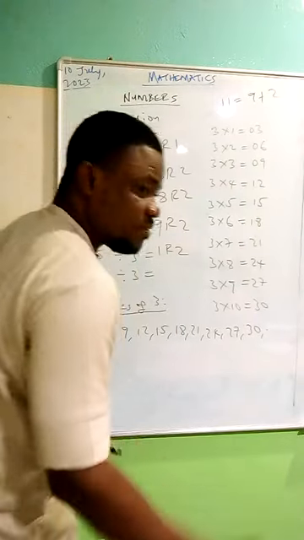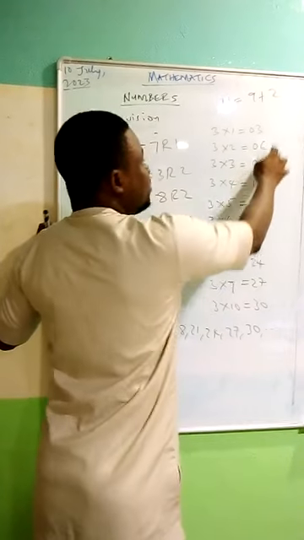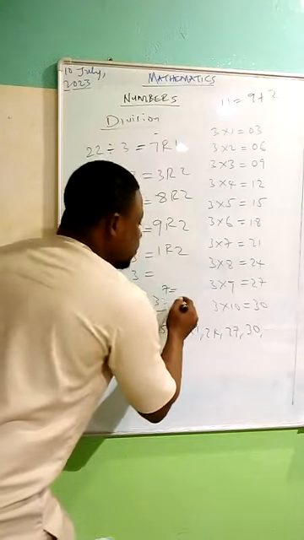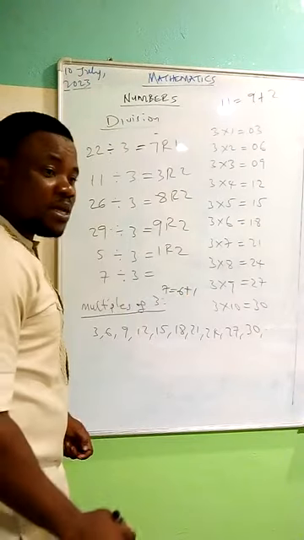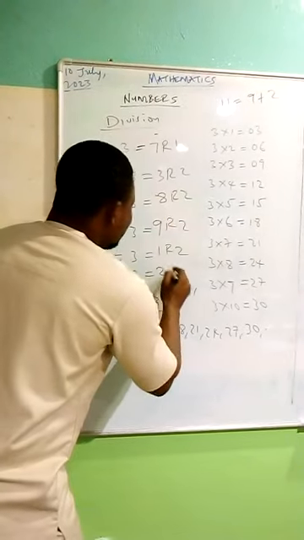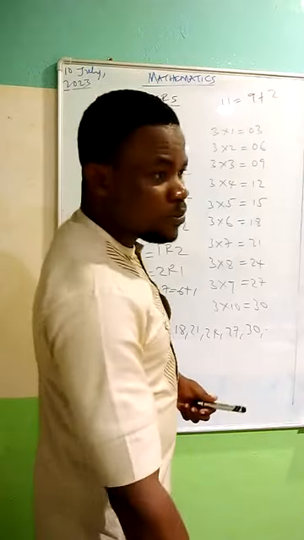I'm having what? 7. 7 is between what and what? Between 6 and 9. So I'm taking what now? 6. So I now have to ask myself, 7 is equal to 6 plus what? Plus 1. Am I right? Yes. So I go back to 6 and then what now? I'm having what? 2. So I have 2 remainder what now? 1. Remainder 1. Is that okay? Yeah. Is that okay?